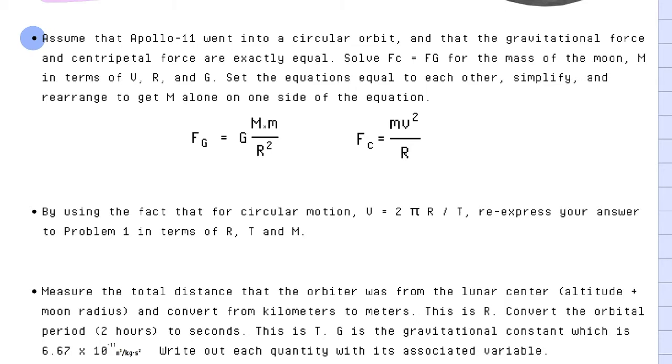Part 1. Assume that Apollo 11 went into a circular orbit and that the gravitational force and centripetal force are exactly equal. Solve Fc equals Fg for the mass of the moon m in terms of v, r, and g. Set the equations equal to each other, simplify, and rearrange to get m alone on one side of the equation.